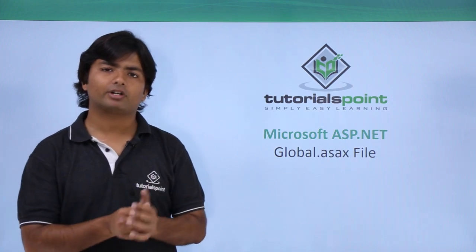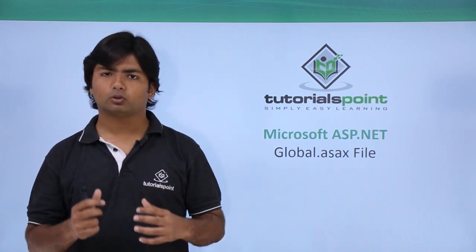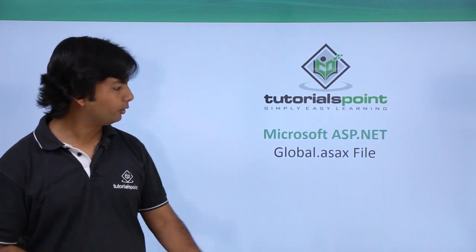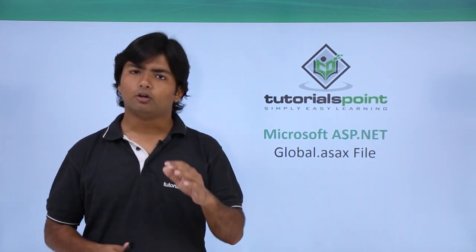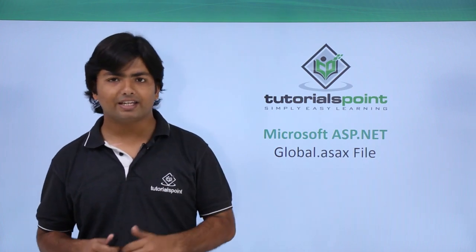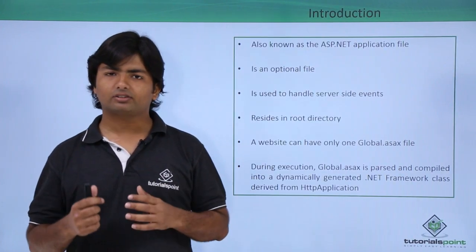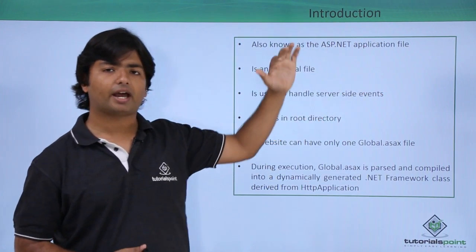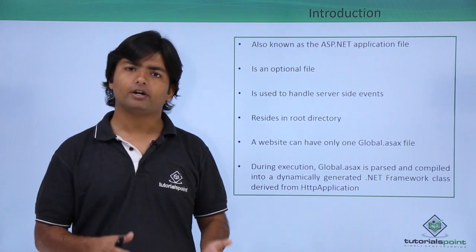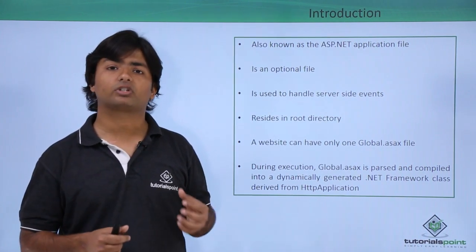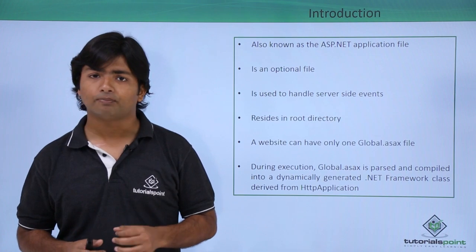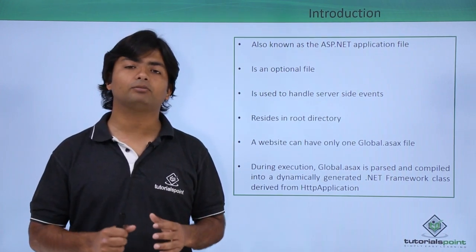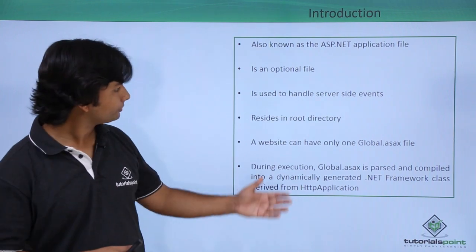But if I want that from the very first request, those session or application variable should be in action, then we can go for this global.asax file, which will give you some server side events. So basically, this global.asax file is also known as the application file, and it is optional. As so far, we have already worked with ASP.NET without creating any global.asax file. So we will only create it when we want to handle some server-side events.